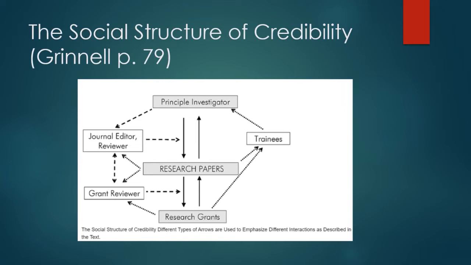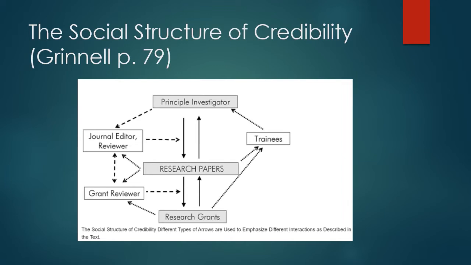Here's a complicated graph. This kind of web of interdependency in the credibility process. You've got a principal investigator, the person deciding which experiments to run, how to run them, that kind of thing. So the person running a laboratory, and they're hopefully generating research papers. And those research papers hopefully justify getting research grants. And then those grants, of course, make it possible to do more research papers. So the production of papers generates grants that run the production of papers.